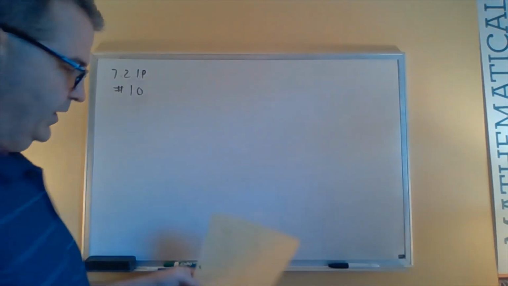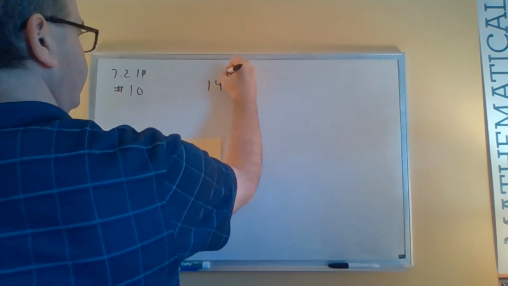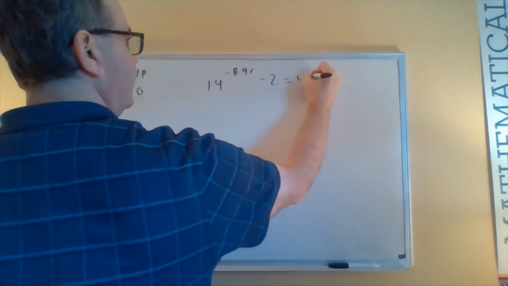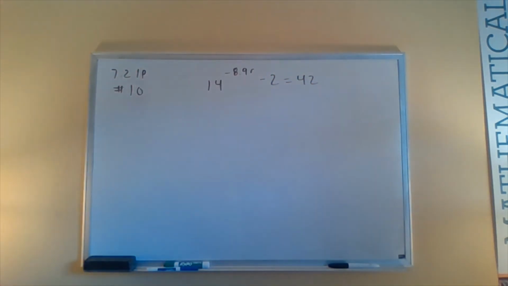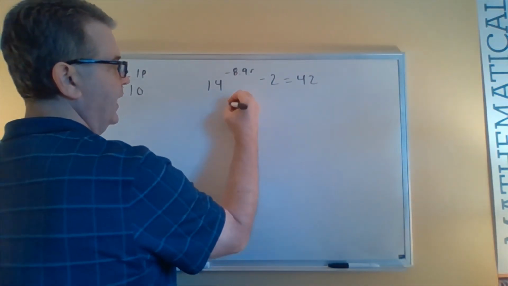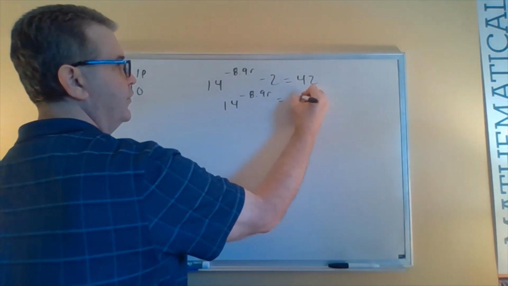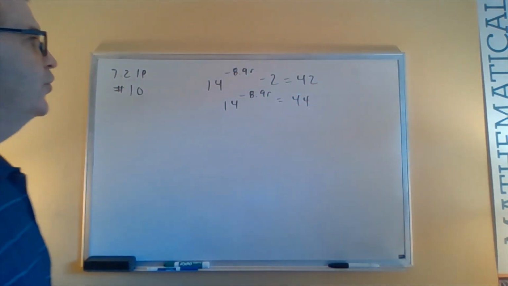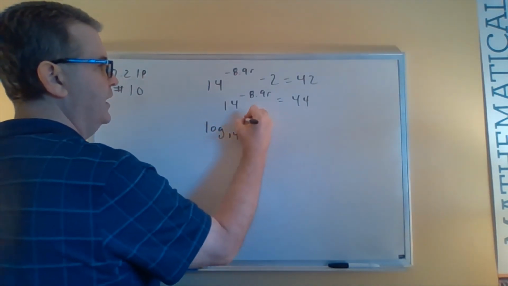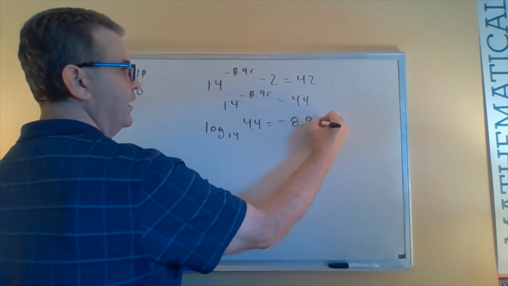That brings us to number 10, our final problem on this assignment. We have 14 raised to the negative 8.9r minus 2 equals 42. Well, first I need to isolate my exponential expression over here, so I'm going to add 2 to both sides. I will get 14 to the negative 8.9r equals 44. I'm going to rewrite this in logarithmic form, so I'll get the log base 14 of 44 equals negative 8.9r.